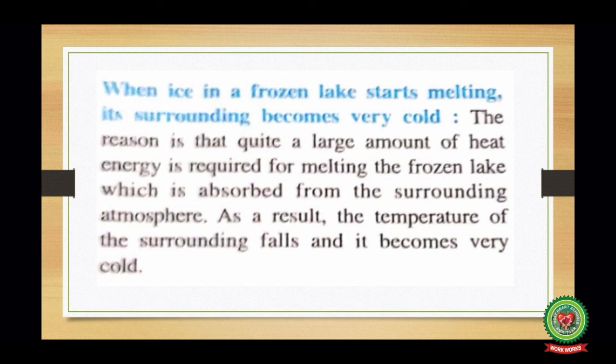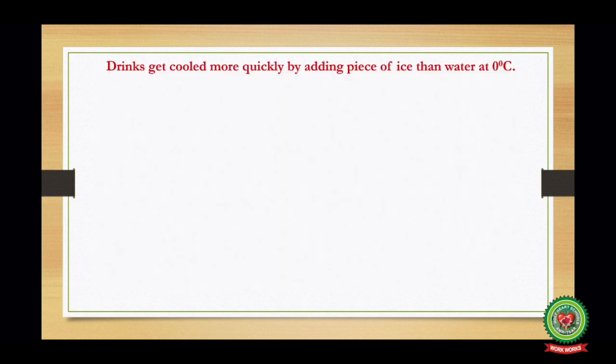Now, book reading. When ice in a frozen lake starts melting, its surrounding becomes very cold. The reason is that quite a large amount of heat energy is required for melting the frozen lake, which is absorbed from the surrounding atmosphere. As a result, the temperature of the surrounding falls and it becomes very cold.